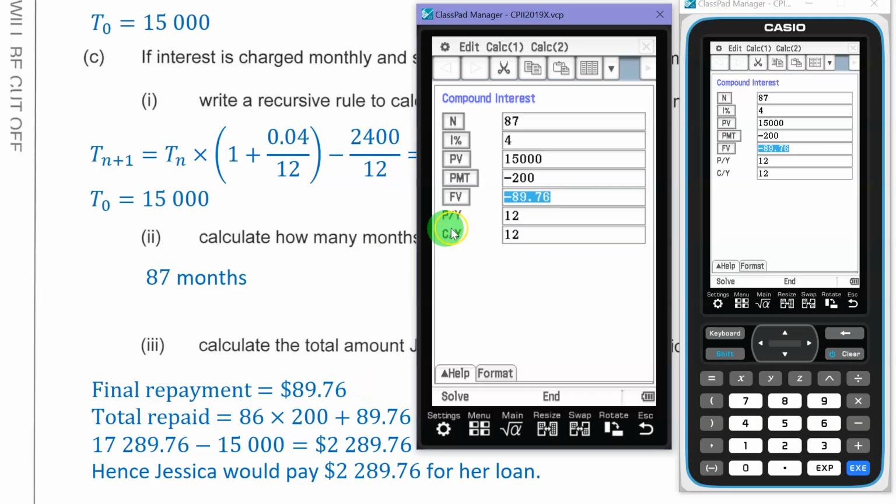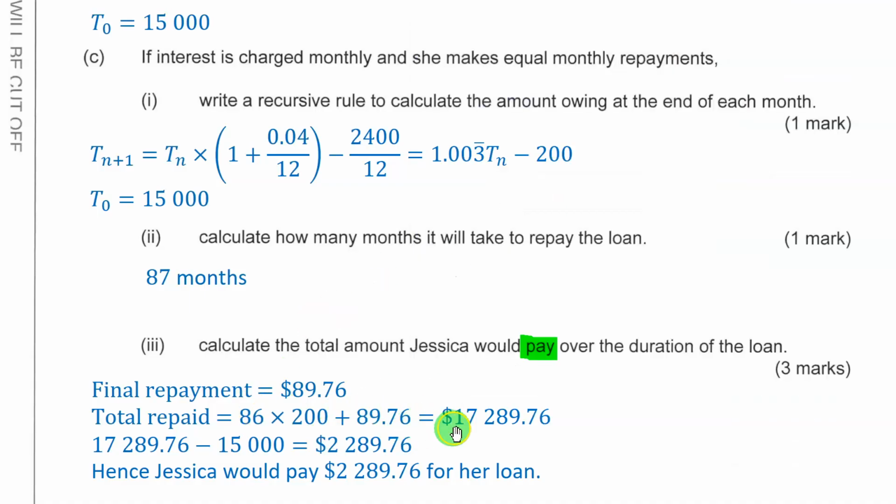Then the total that I've repaid is 86 lots of 200 plus this, which you can obviously do in main, and that comes to $17,289.76. So I'm not sure if that's what they were after in this question. Would paid, I would say that's the total that was repaid. So to cover all bases, I then do this calculation, take off the amount that I borrowed to end up with $2,289.76 for the interest. And that's really the cost of the loan. So I'd say that's what you would pay for the loan. But again, we had the lemon at the top, and that's another negative on this question.